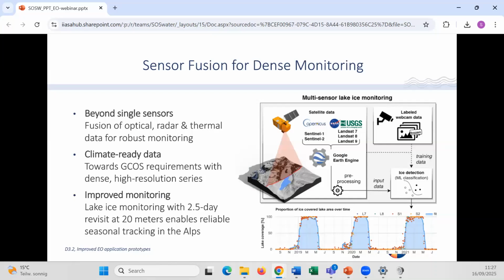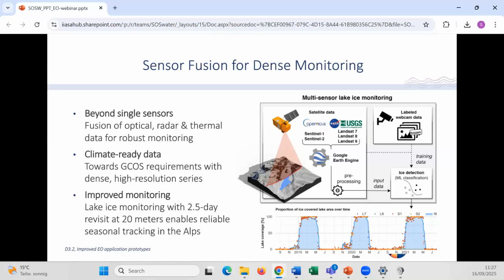And one way we use this is in the SOS-Water Project. One of the prototypes we developed or improved on is lake ice monitoring in the European Alps. Here we have relatively small lakes that we need to monitor with high spatial resolution sensors. So here again, we have this limitation of low temporal frequency, or not so dense monitoring, basically.